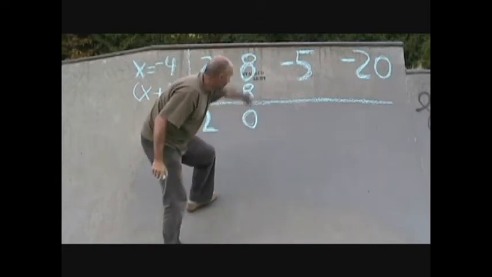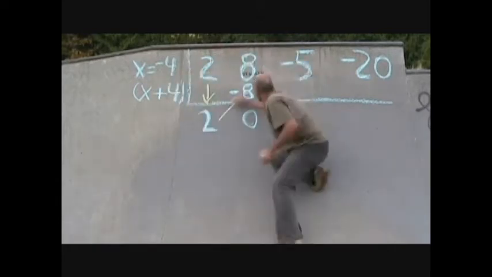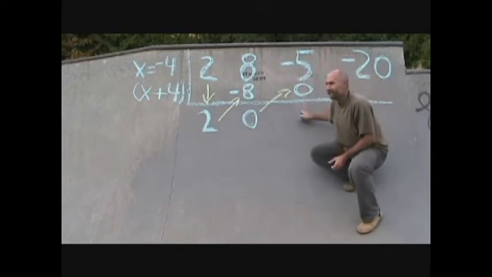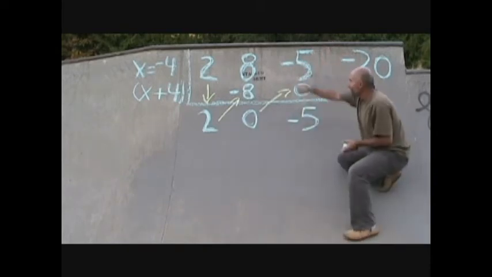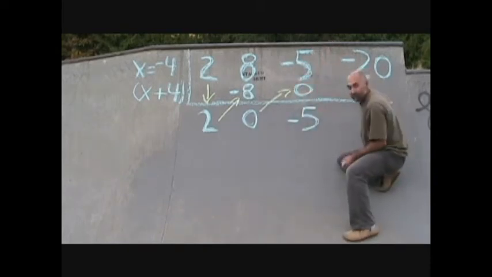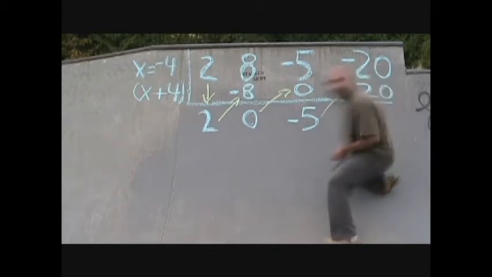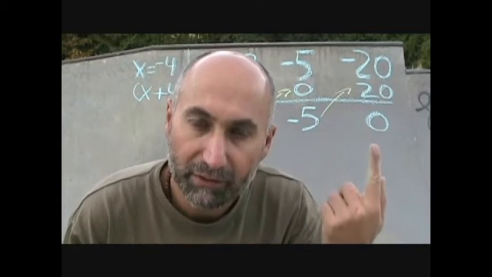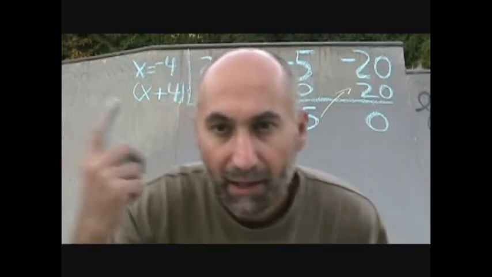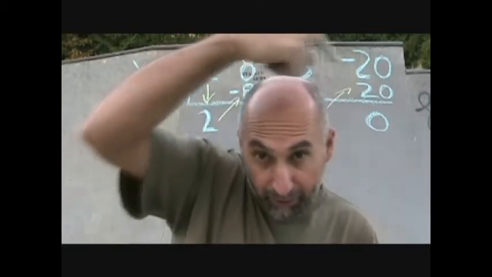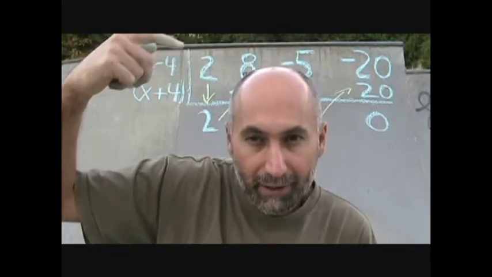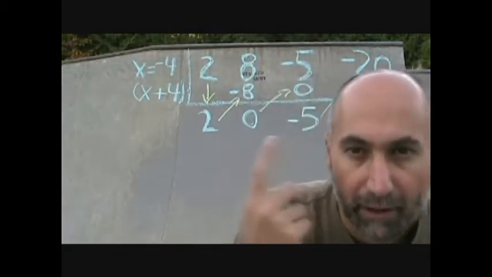0 times negative 4 is just going to be 0. Add them together, you get negative 5. Negative 5 times negative 4 is going to be positive 20. Add them up, negative 20 plus 20 is going to be 0, right? So that means x plus 4 is a factor of this polynomial, and what we have down here is the quotient.